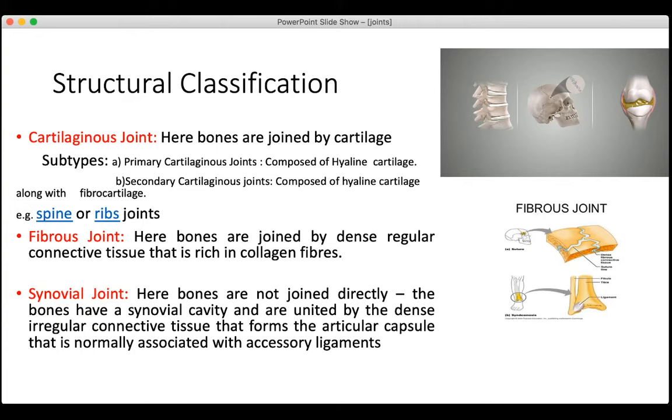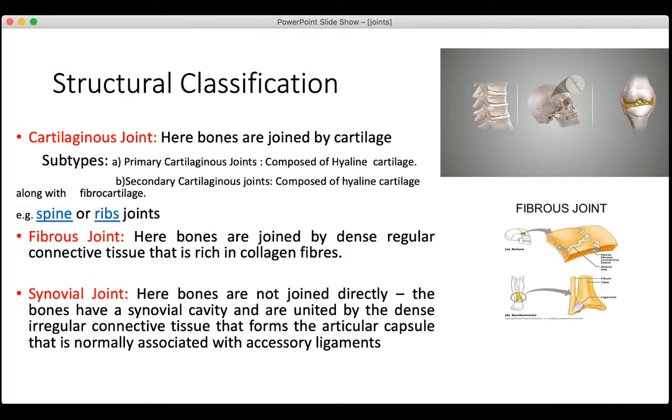So this is the third type of... So these three categories are on the basis of structure. The first one is cartilaginous joint, and we call it cartilaginous joint because it involves cartilages. Subtypes are there: A is primary cartilaginous joint, B is secondary cartilaginous joint. What is the difference between primary and secondary? Secondary has additional cartilage known as hyaline cartilage.